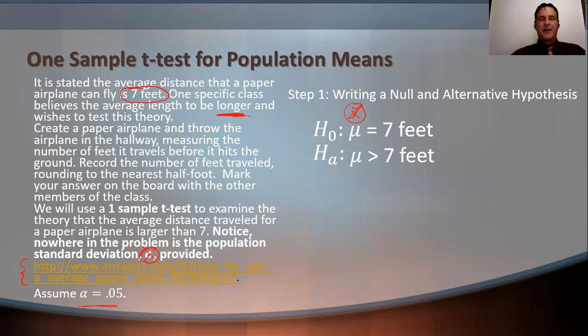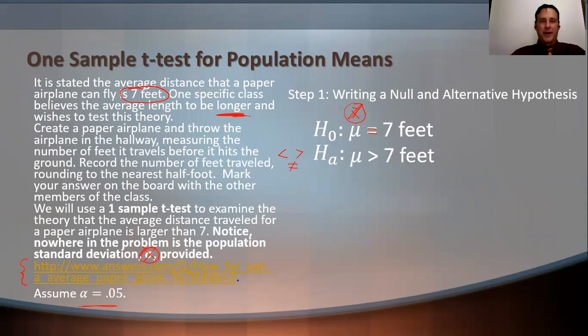Remember that your alternative will always be a less than sign, a greater than sign, or a not equal to sign. Up here, we like to make sure that those are equal to signs, and that's pretty much the way you see those designed for our class. We always define mu.